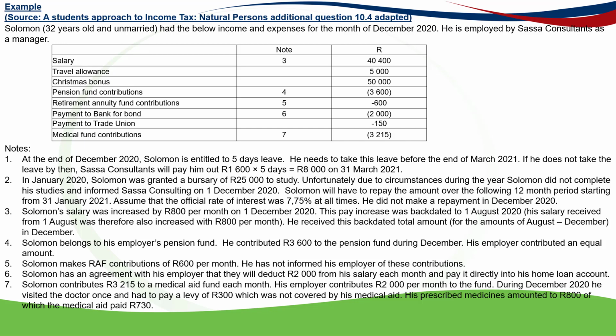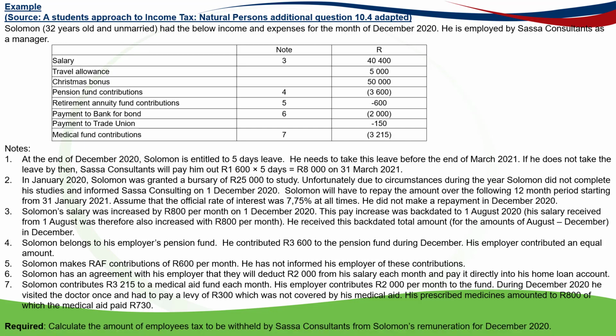Solomon contributes 3,215 to a medical aid fund each month, and his employer contributes 2,000 rands per month to the fund. During December 2020, he visited the doctor once and had to pay a levy of 300 rand, which was not covered by his medical aid. His prescribed medicines amounted to 800 rand, of which the medical aid paid only 730 rand.